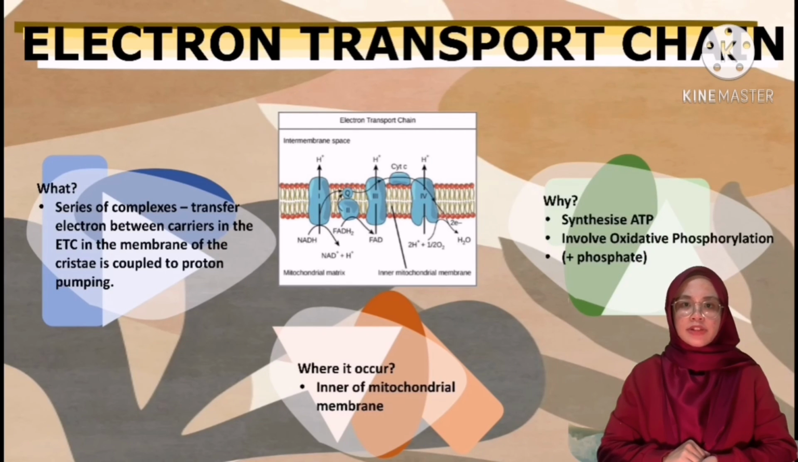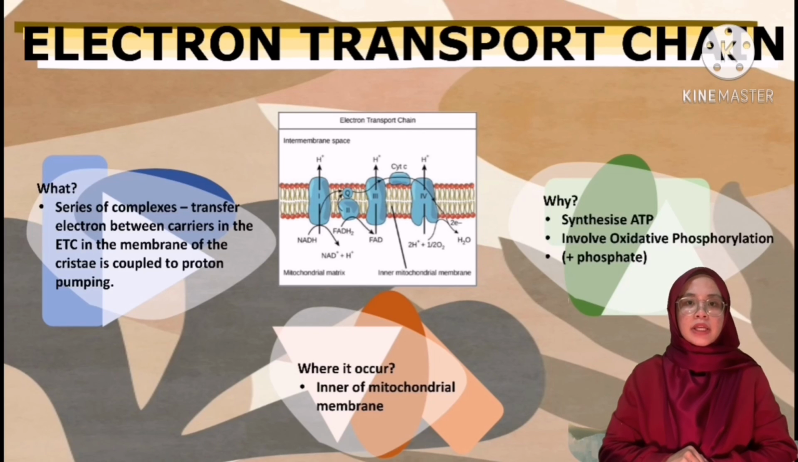It is a series of complexes that transfer electrons between carriers in the electron transport chain in the membrane of the cristae, coupled to proton pumping. Why does ETC happen? The electron transport chain releases the energy stored within the reduced hydrogen carriers in order to synthesize ATP, which involves the oxidative phosphorylation, as the energy to synthesize ATP is derived from the oxidation of hydrogen carrier. The inner membrane is arranged into folds called cristae, which increases the surface area available for the transport chain.